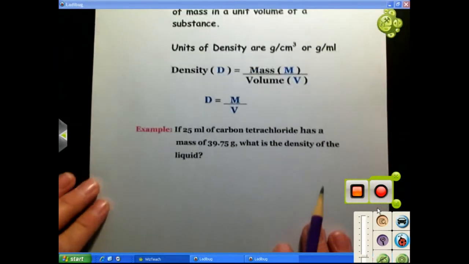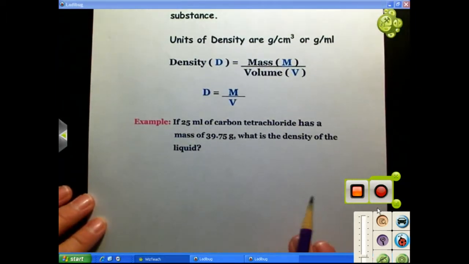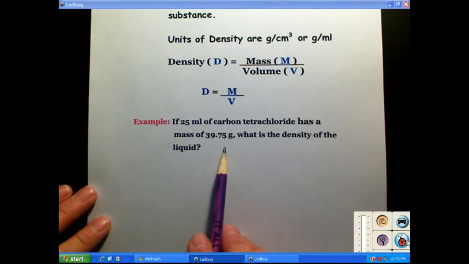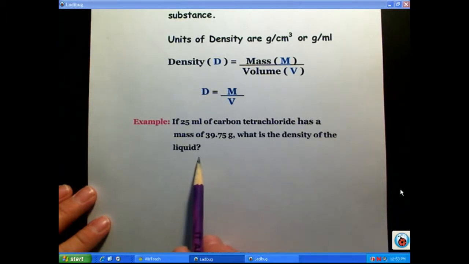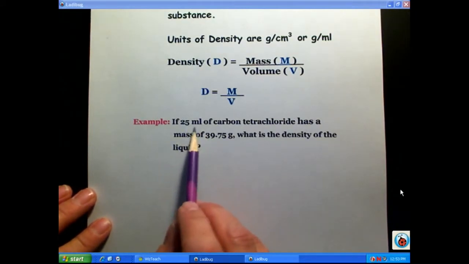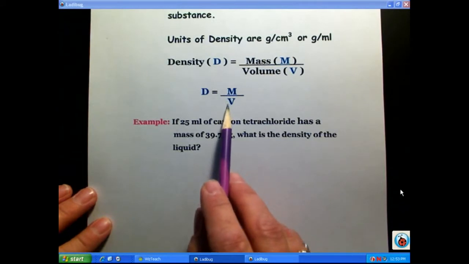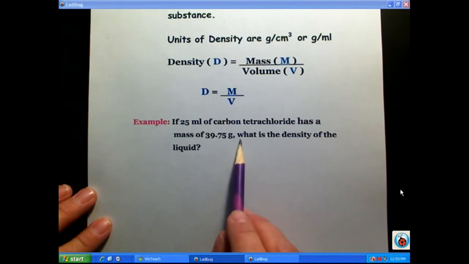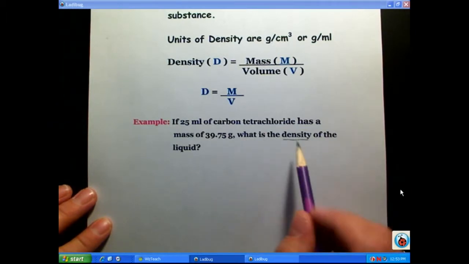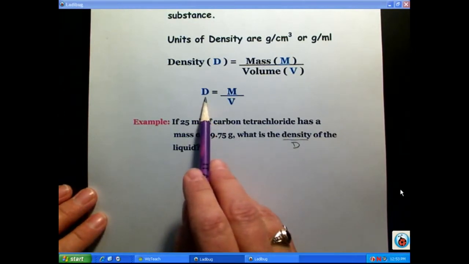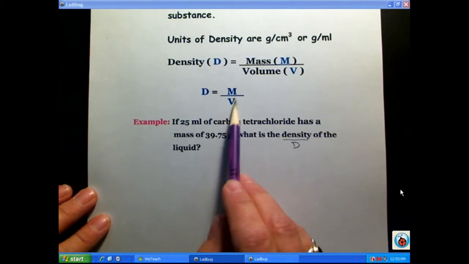And then in the problem that we'll be solving as this first example: if 25 milliliters of carbon tetrachloride has a mass of 39.75 grams, what is the density of the liquid? It is a word problem, so you have to pick out the different components that will fit into this formula. First of all, what are we solving for? What is the density? So we'll be solving for D. That will be our unknown in the problem. So now we have to look for the other two values.